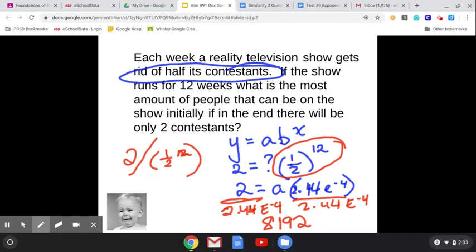8,192. All right, go ahead and hit pause if you need to take down some notes, or if you want to jot down that you might have a question on this one that you want to go over with me in the Google Meet. Go ahead and do that. I'm going to erase all the drawing here and move on to our third question.